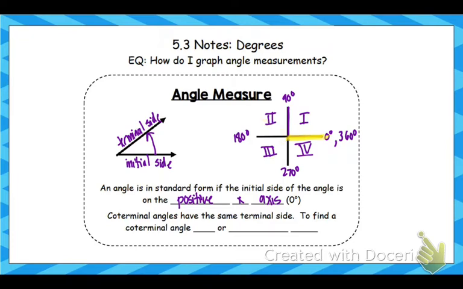We also are going to find something called coterminal angles. Coterminal angles have the same terminal side. In order to find a coterminal angle, you're going to add a full circle. A full circle in degrees is 360. So we can either add or subtract 360 to get two angles that have the same terminal side, but maybe a full circle or less.